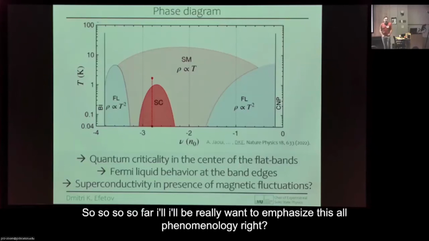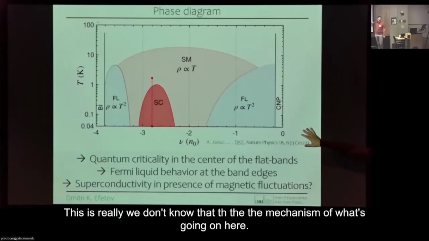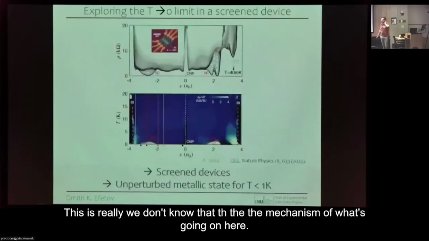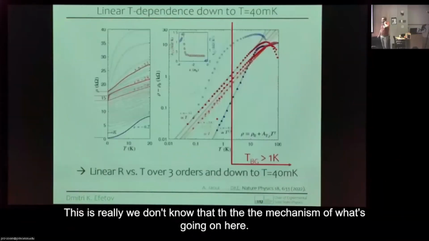Yeah. So far, I really want to emphasize this is all phenomenology. We don't know the mechanism of what's going on here. So continuing to the last question. In the log plot, you show that the power law dependence goes from T power law 1 to T power law 1.9. In between, is there any transition for the power number?